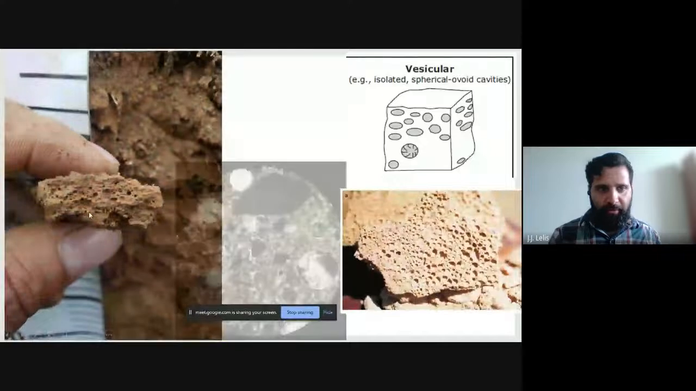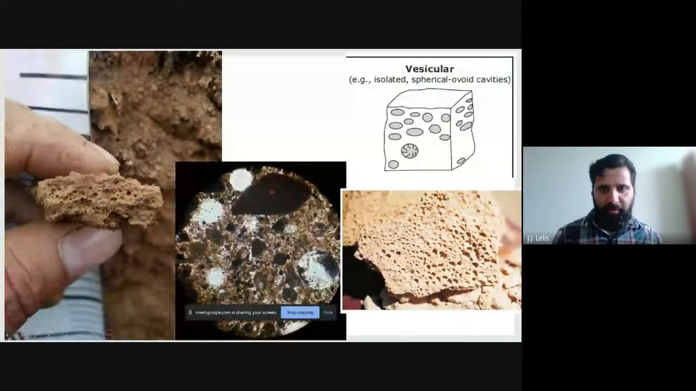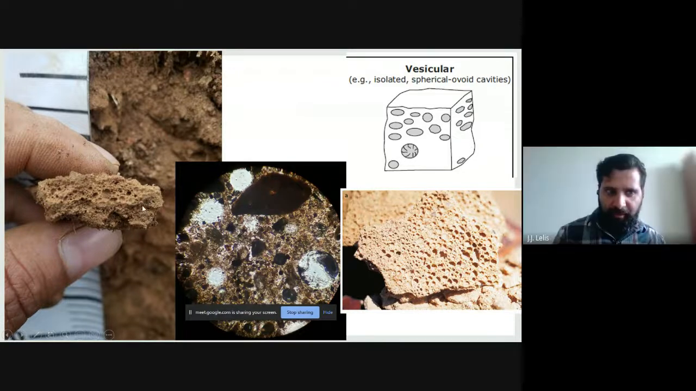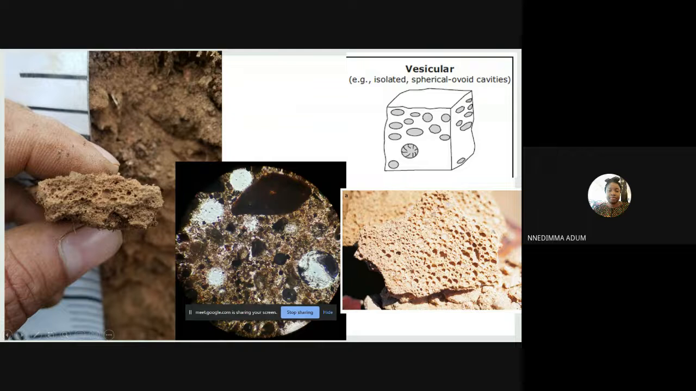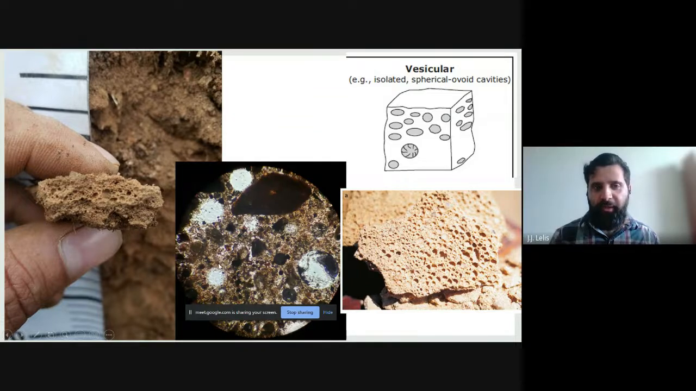Let me show you again. Just a moment. There are two pictures. These two pictures, this one and this one, are field pictures. Like you can see my fingers here. And this picture was captured by a microscope. So you can see some voids in the field, and you can also measure them in the lab.